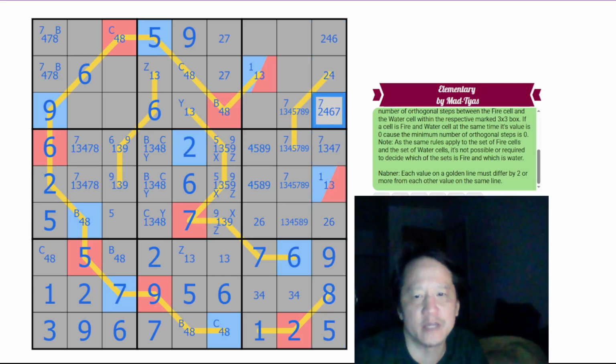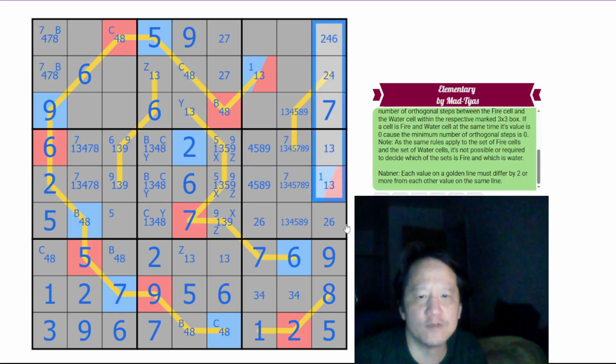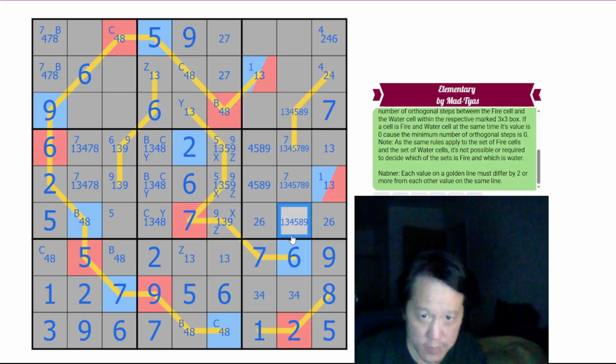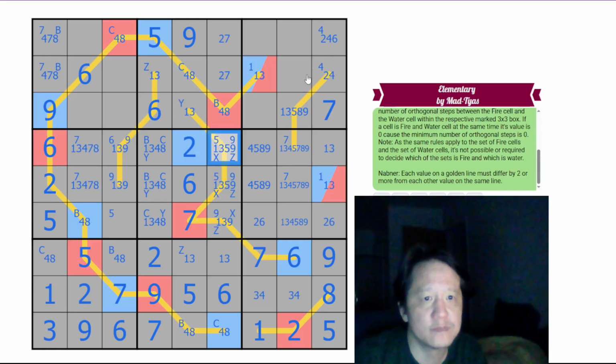the column. So this can't be 2, 4, 6. It's 7. That eliminates 7 here and 7 here. And this can't be 4 because of the 2, 4, 6 triplet here. And this is guaranteed to be 4 now. So that eliminates 4 in the rest of the box.